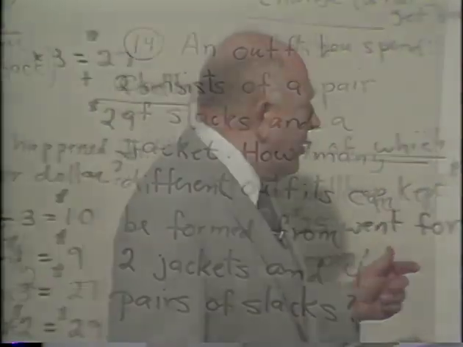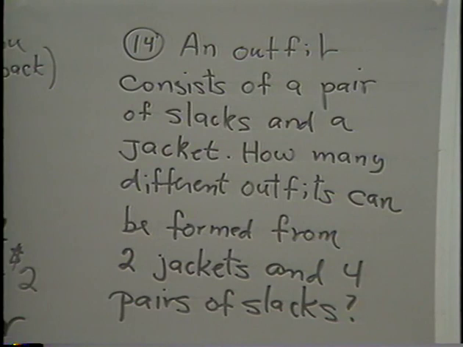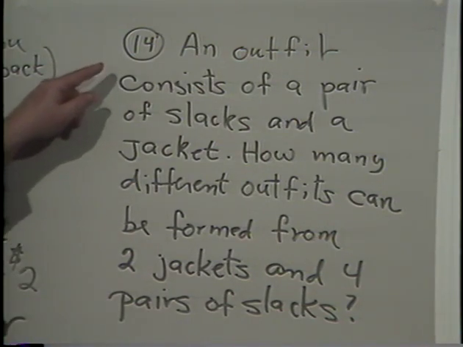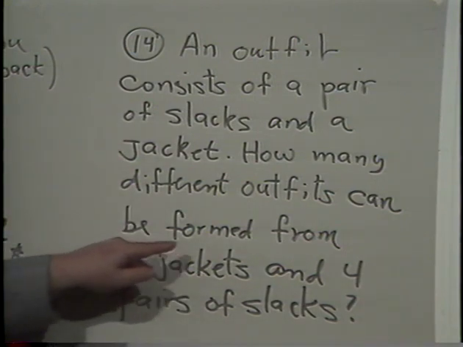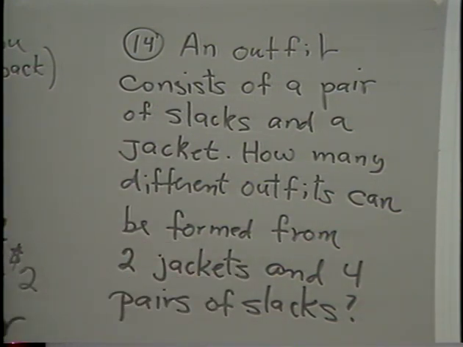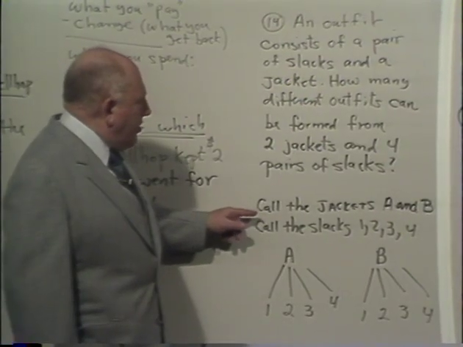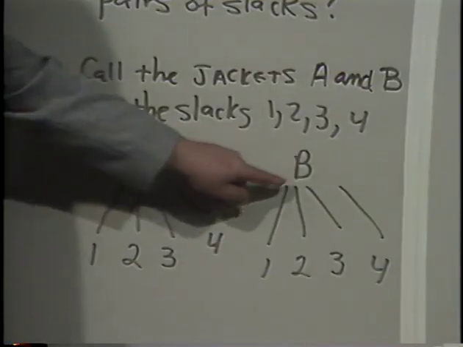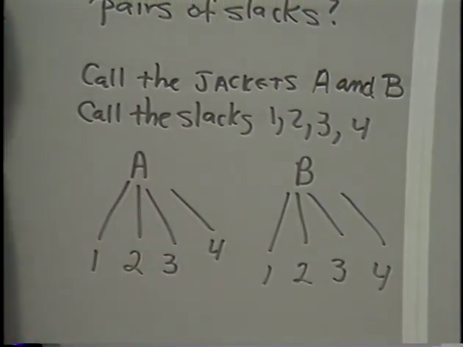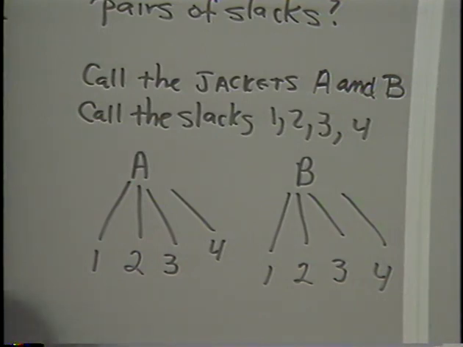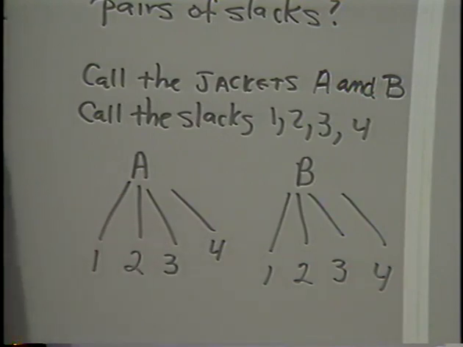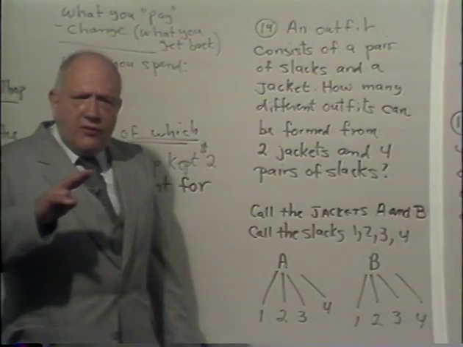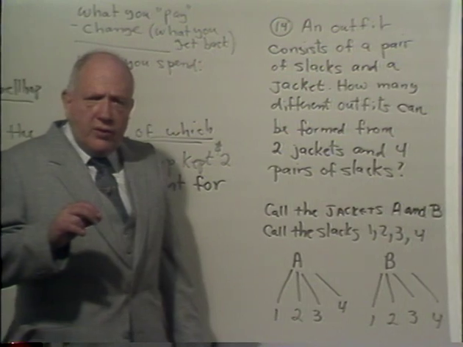Here's one that happened to me when I was teaching at a community college in upstate New York. An outfit consists of a pair of slacks and a jacket. How many different outfits can be formed from 2 jackets and 4 pairs of slacks? Well, basically the way the problem goes is, let's call the jackets A and B. And by the way, these kinds of diagrams are used in statistics and in probability. You count the outcomes. Let's call the slacks 1, 2, 3, and 4, for purposes of identification. The letters will refer to the 2 jackets. The numbers will refer to the slacks.